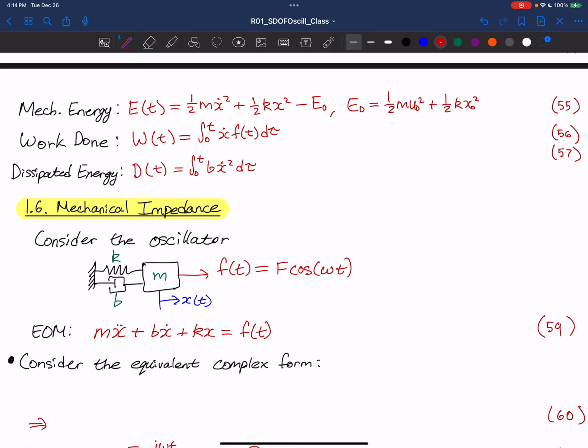Okay, that is what I wanted to say with mechanical energy, with the energy of vibration. In the next lecture, we're going to cover mechanical impedance.